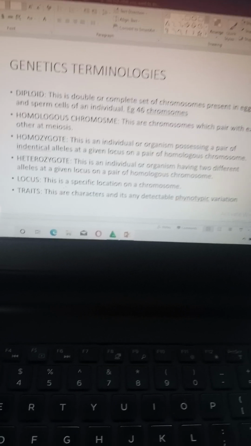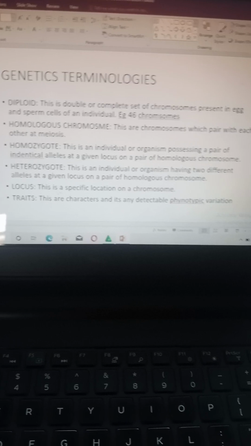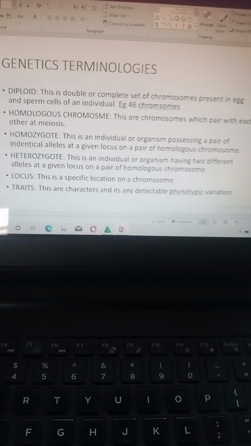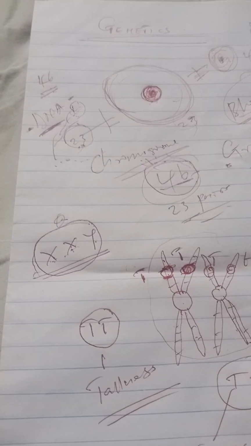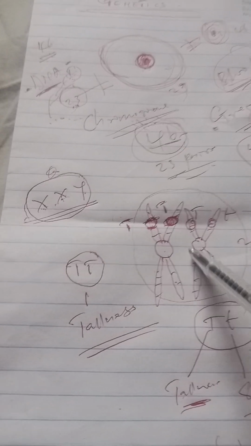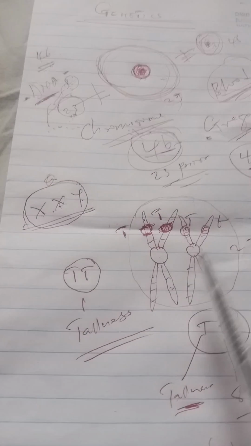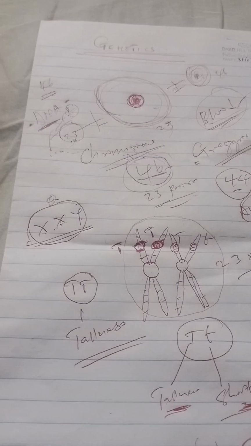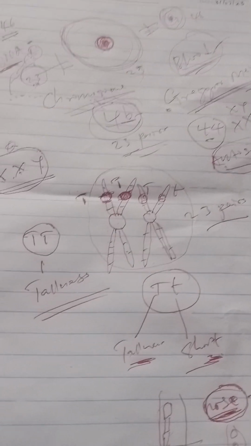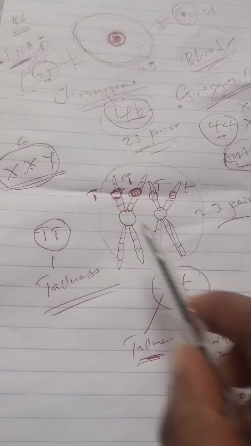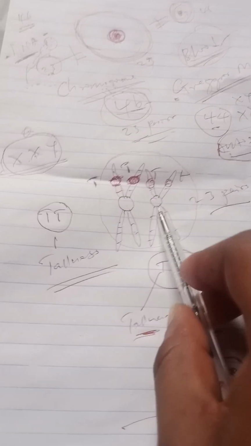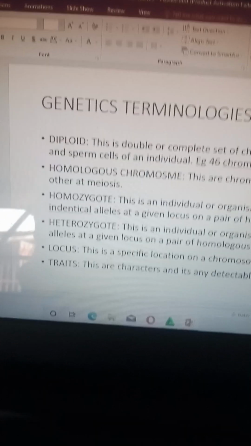Then we have what we call the homologous chromosome. These are chromosomes which pair with each other at meiosis. Remember, I told you, especially in metaphase, all the chromosomes come together in pairs to form the metaphase plate, ratio 1 to 1, 2 to 2, 3 to 3, down to 23 pairs, which I've already explained in the various classes we had. So homologous chromosomes are two chromosomes coming together in this way.